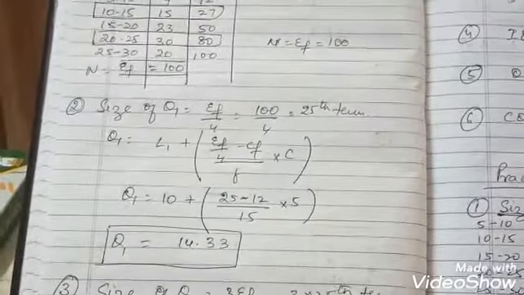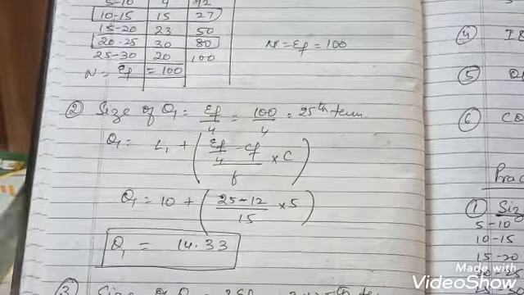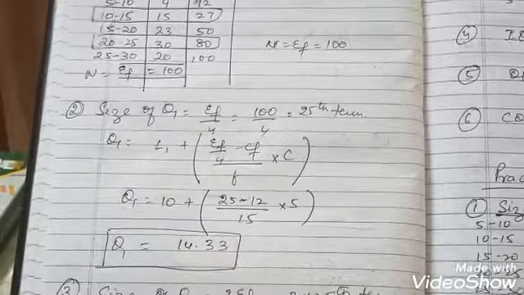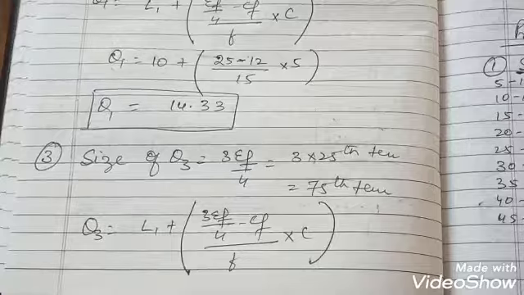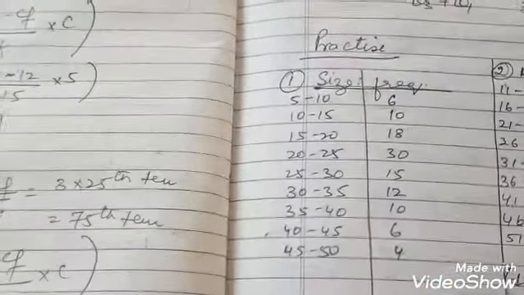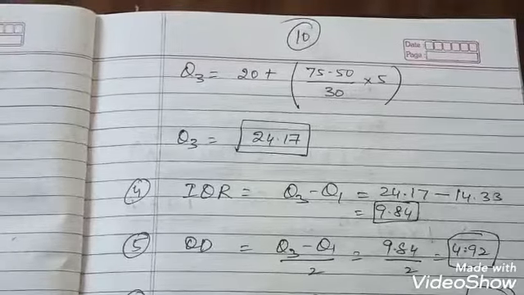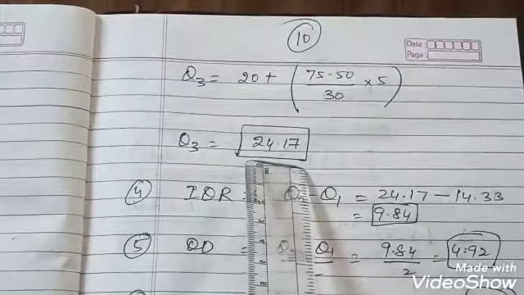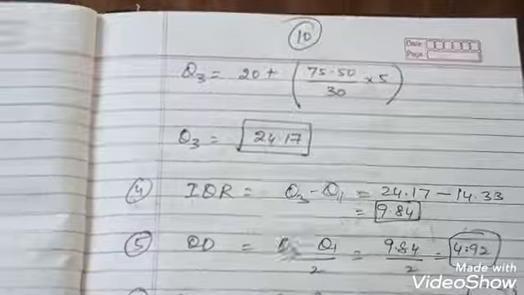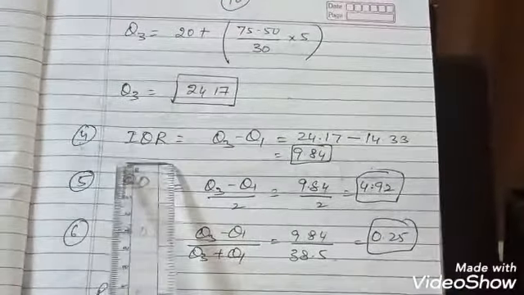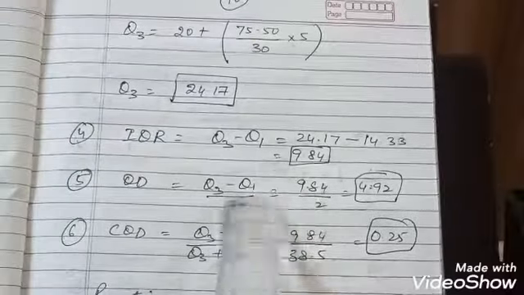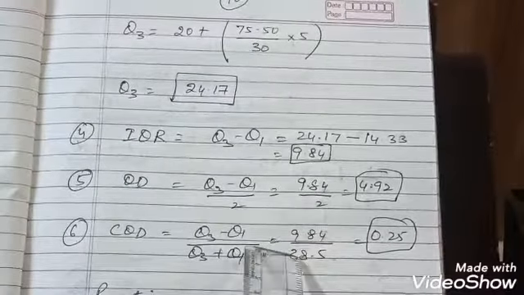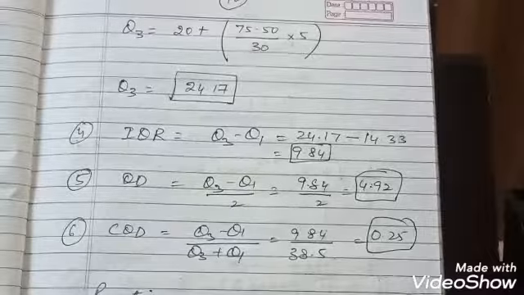Then you find the size of Q3: 3 into summation f upon 4, that is the 75th item. The 75th you will look for in 80, and you get the quartile class, this one. You'll put the values in the formula, and the formula is L1 plus 3 sigma f upon 4 minus cf upon f into c or i. It's one and the same. Once you get Q3, now you have Q1 as 14.33 and Q3 as 24.17. The moment you get these two, what do you have to do? IQR, QD, CQD. Formulas have been told to you many times: Q3 minus Q1, Q3 minus Q1 upon 2, Q3 minus Q1 upon Q3 plus Q1.